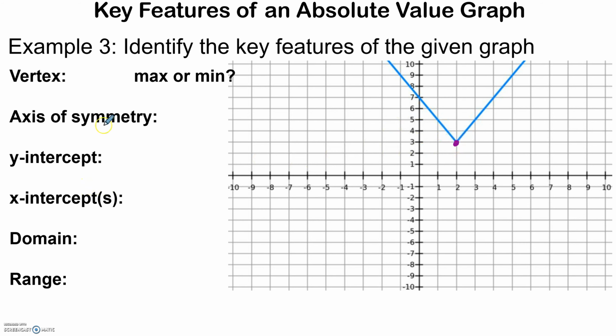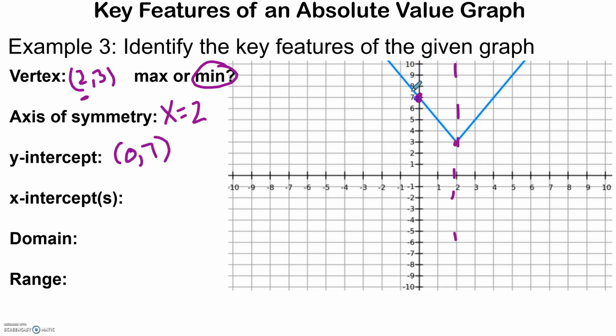So we have our vertex is at the point 2, 3, and we know that that is going to be a minimum value because it's the lowest point. My axis of symmetry is x equals 2. That's the x value of my graph, or my vertex. My y-intercept is at the point 0, 7. It's where I cross the y-axis. And I put none for x-intercept because it does not ever cross the x-axis.